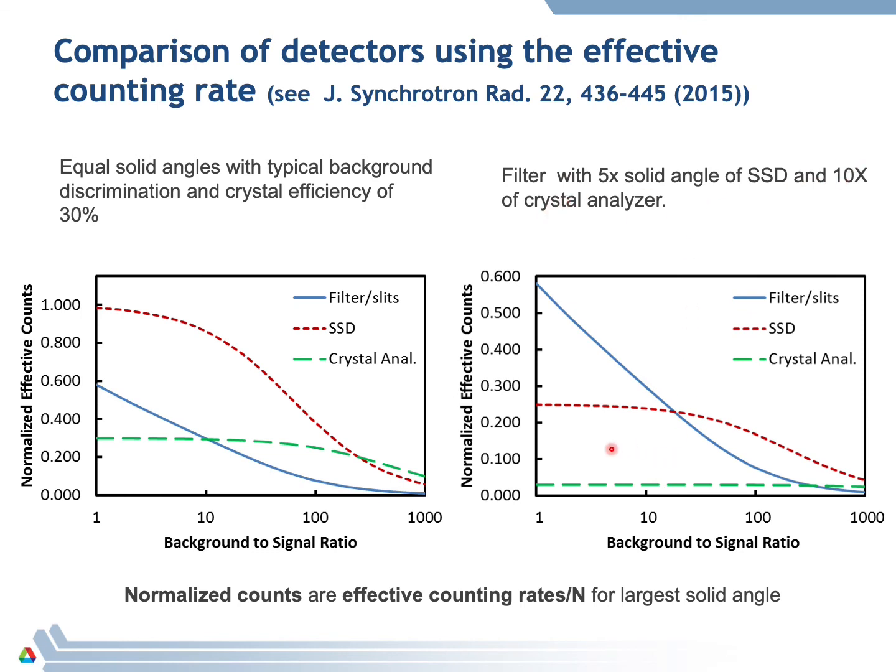So in that case, it's a little bit different here because the normalized counts is to the maximum solid angle signal. The solid state detector is down by a factor of 5, so it's only getting 20% of the normalized effective counts that you'd get with the filter and the slit when there's very little background. But again, the solid state is better at rejecting the background. So when you get up to like 20 or 30 times the signal in the background, then the solid state is better. And typically it's better for the whole energy range.